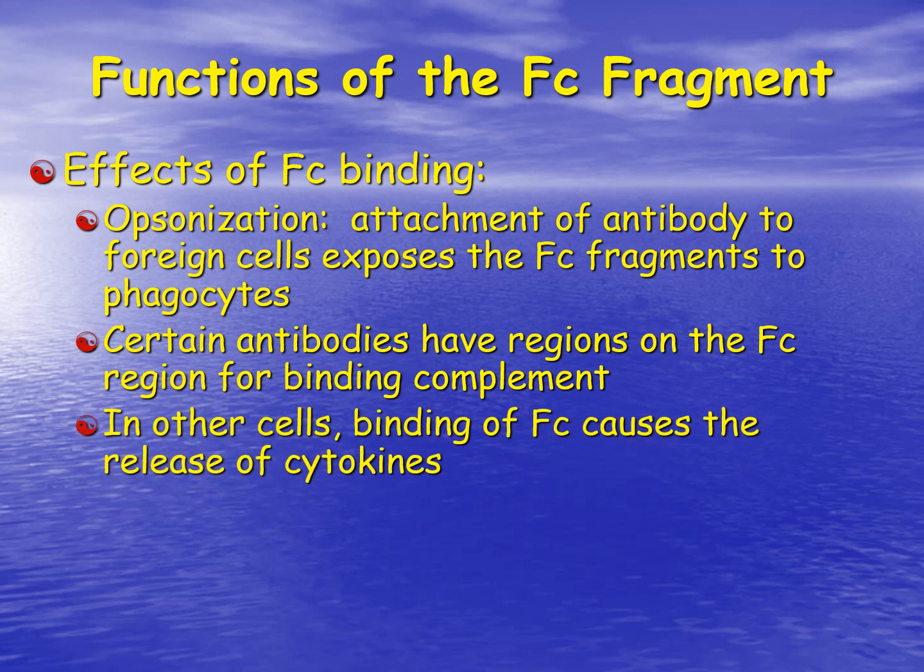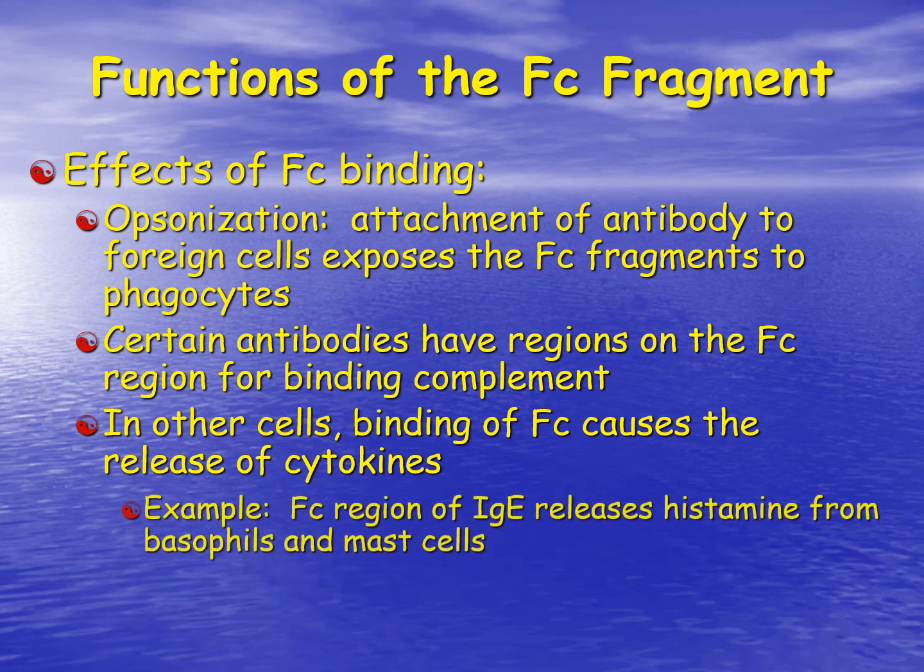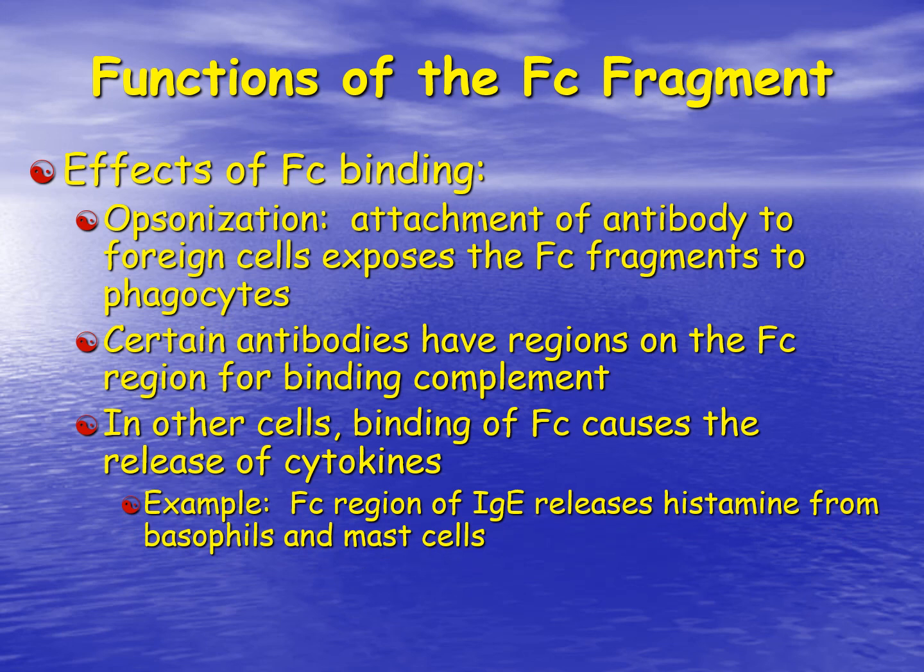In other cells, binding of the Fc region causes the release of cytokines from the cell that it's bound to. For example, the Fc region of IgE class antibodies will actually cause the release of histamine from basophils and mast cells when the antigen binds to it. And in fact, most of the IgE class of antibody is actually found embedded into the cell membrane of mast cells or basophils.